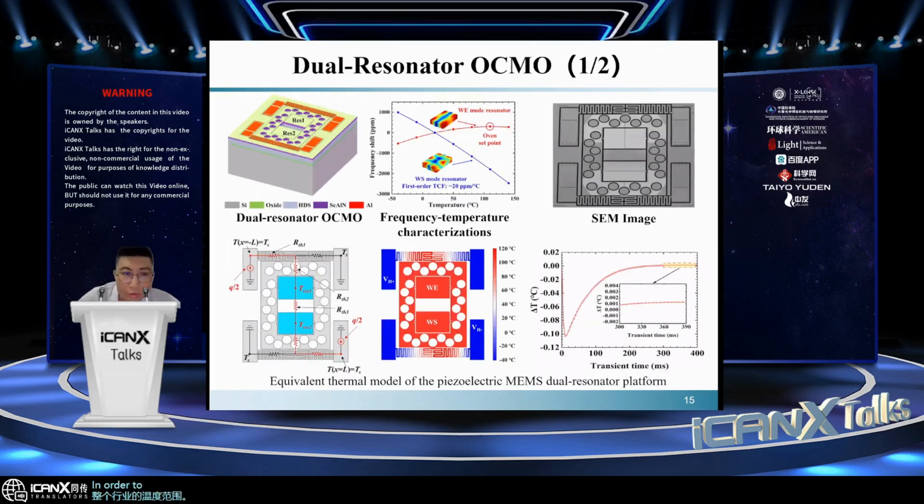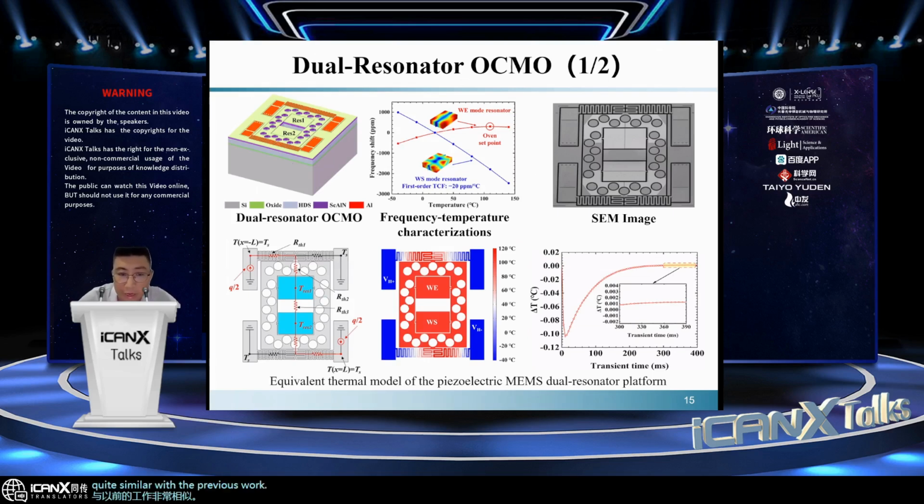In order to reduce the mode coupling of these two modes, we separate these two modes as two individual resonators. One resonator is for frequency output, and the other for temperature monitoring. The operation principle is quite similar to the previous work.